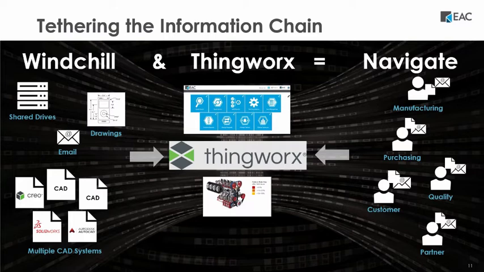So the tool set we're going to be looking at today is ThingWorx Navigate, and additionally, what EAC has developed on top of that Navigate skeleton in order to tether that information chain, in order to make sure that nothing gets lost. Basically, this solution is based on the ThingWorx IoT platform, reaching into Windchill and manipulating Windchill data. So everything that we're going to look at today is based on the information that is housed and stored in Windchill, and we think that's a great thing.